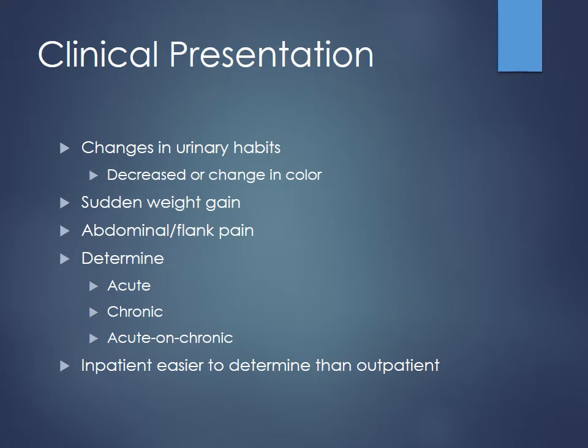So how should these patients be presenting? Usually changes either in the amount of urine that they're producing or the actual color. Obviously, if they have something like rhabdo, it should be cola color. Yeah, so they're like, oh, it looks like tea.